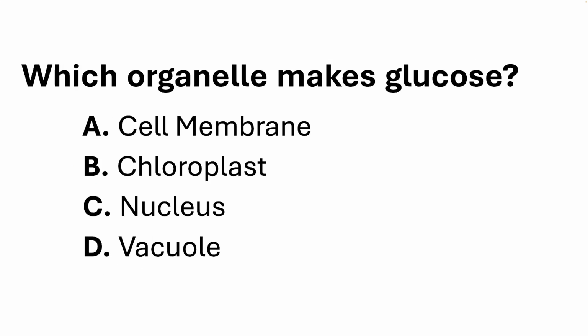Now go ahead and try this question. Which organelle makes glucose? Is it the cell membrane, a chloroplast, the nucleus, or a vacuole? The correct answer is B, chloroplasts. Chloroplasts are where photosynthesis happens. And if you remember from the equation earlier, one of the products of photosynthesis is glucose, and that's where the glucose is made in the cell.